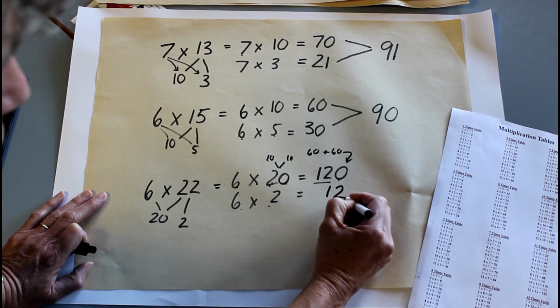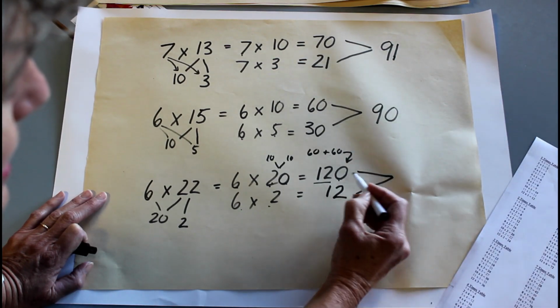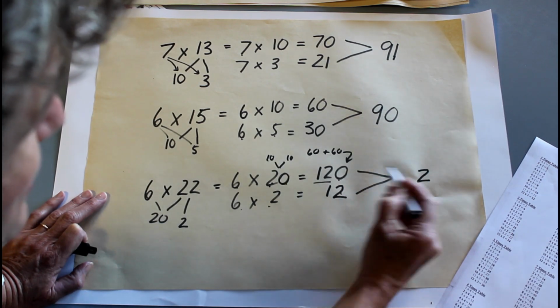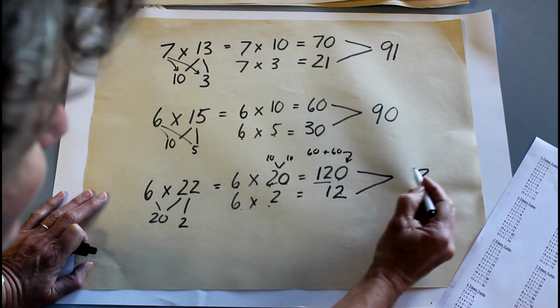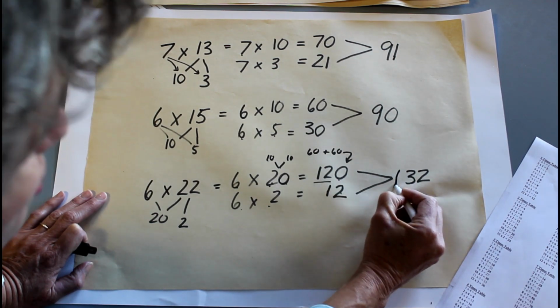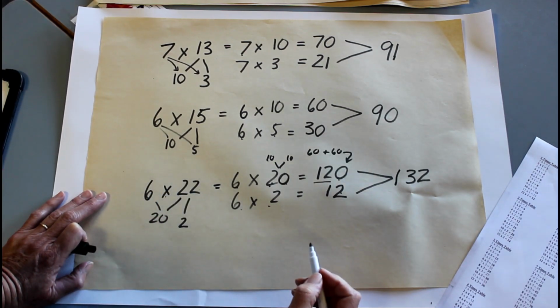I'm going to put my 12 down. Now I'm going to add them together again. When I'm looking at the units, I've got 2 units there, because 0 plus 2 is 2. I'm looking at my 10s. I know 2 plus 1 is 3. And I know that I've only got 100, so I've got 132. So 6 times 22 is 132. So it makes it a little bit easier.